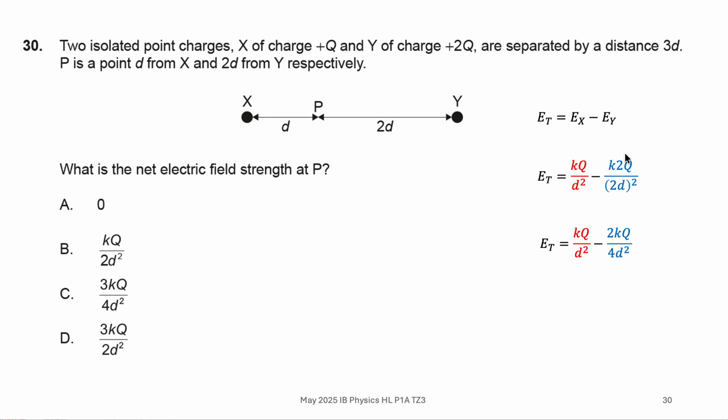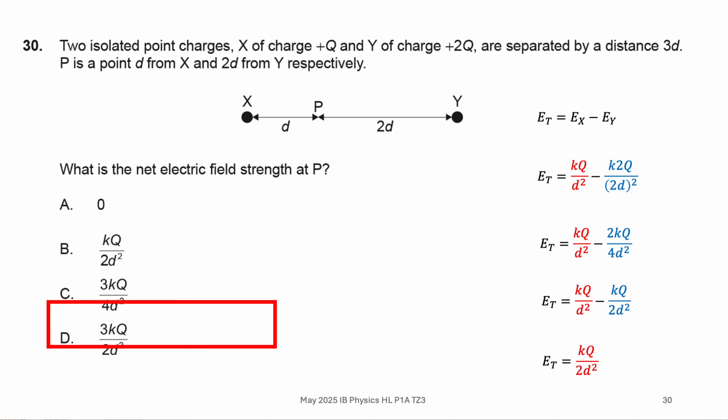So we're going to just work through the maths here. We've got KQ over D squared minus 2KQ over 4D squared. Well, the 2 and the 4 are going to cancel to produce a 2 on the bottom. In other words, we're going to get an electric field strength of KQ over 2D squared, which is why the answer here is B.